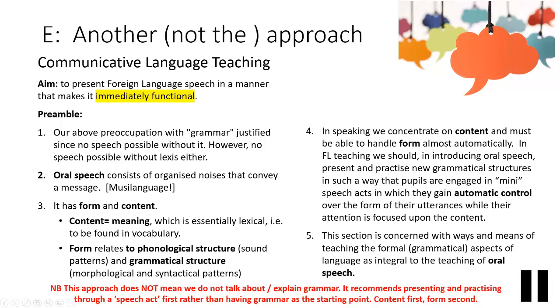Really importantly though, as I keep saying, this approach does not mean that we don't talk about or explain grammar. It's recommending presenting and practicing through a speech act first, rather than having grammar as the starting point. So concentrating on content first, form second. But I cannot stress enough, it is not saying we do not do grammar.